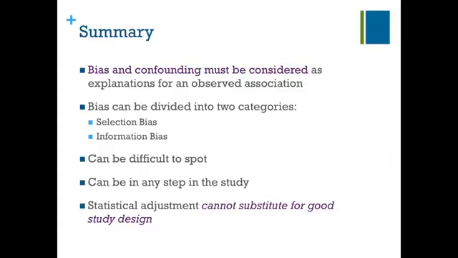In summary, remember to think about bias and confounding. Bias has two broad categories, selection and information bias. Both bias and confounding can be difficult to spot and can be in any step of the study. Remember, statistical adjustment cannot substitute for a good study design, so plan ahead.